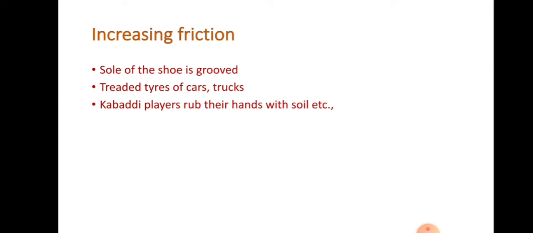In the next one, gymnastics. When some players are doing gymnastics, they will apply some coarse substances. Those substances increase the friction. They apply some substances on their hands to make a better grip, like soil or something similar, to increase the friction.